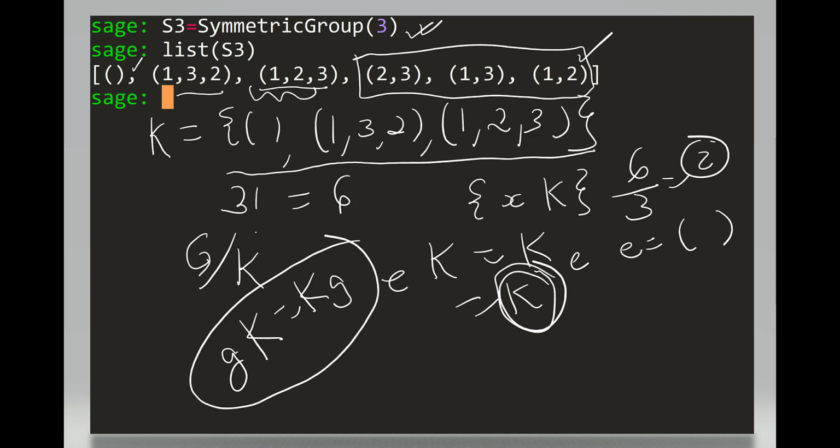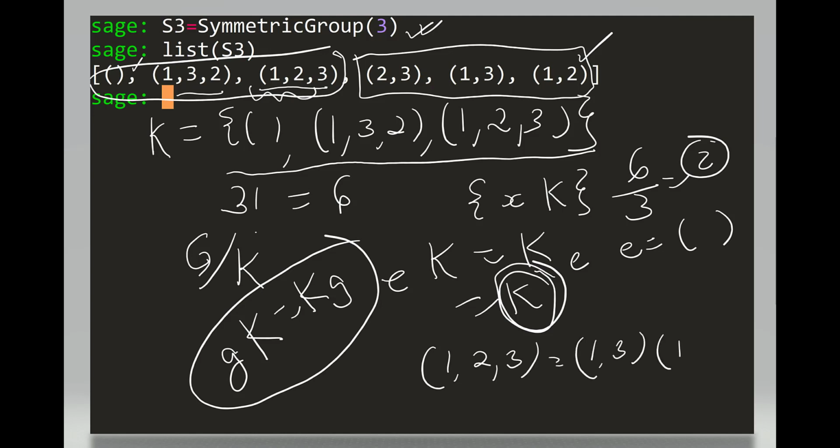So this subgroup, remember, if you look at (1 2 3), that's an even permutation, right? (1 3), (1 2). Okay, then we call this group the alternating group, right? Or A3 on 3 symbols.